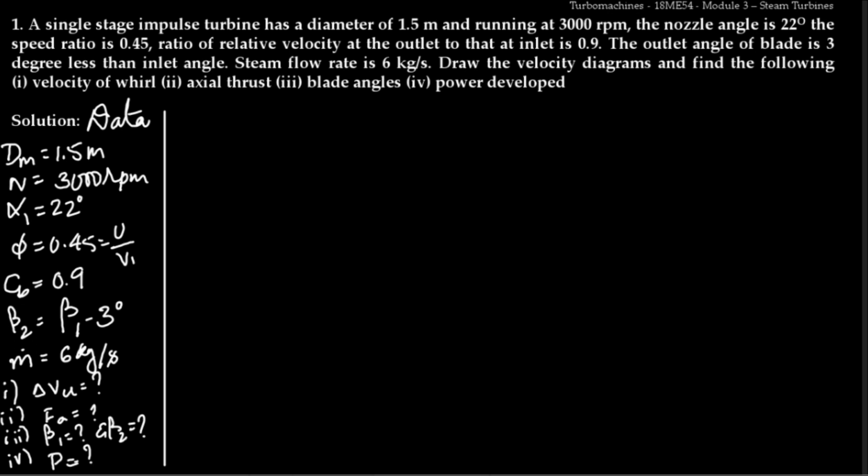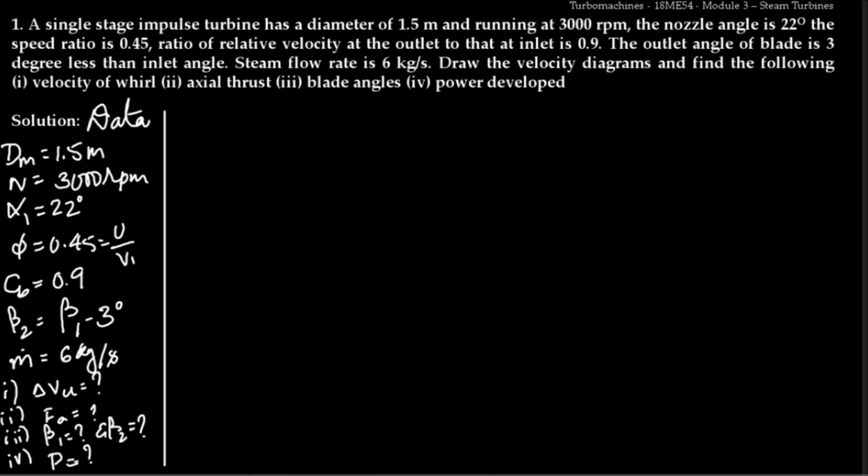Out of 6 parameters, you need to know at least 3 parameters. For the inlet velocity triangle, the parameters are V1, U and VR1. Then we have alpha 1 and beta 1. So these are related to the velocity triangle. Out of this, alpha 1 is directly given, which is 22 degree. They have given the mean diameter and speed, so we need to find out u using those 2 data, and they have given the speed ratio. From that we will be able to find out v1.